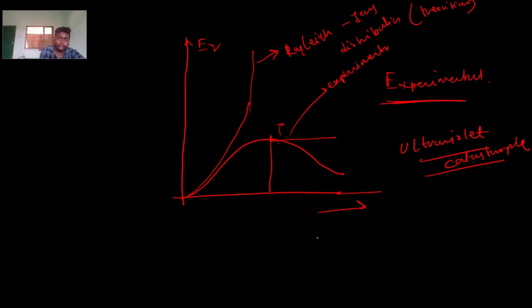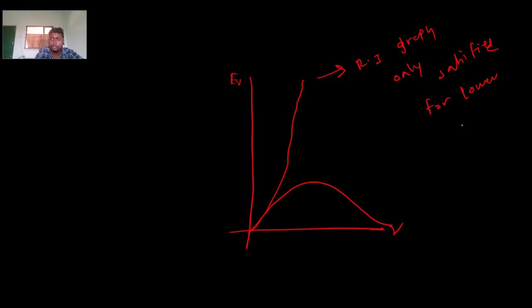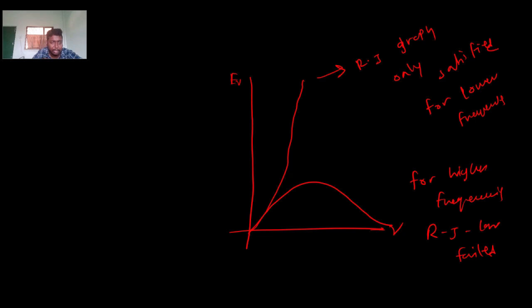Why is it the ultraviolet catastrophe? Because if I make the graph for nu and mu, then this was the experimental one. Rayleigh-Jeans' graph only satisfied for lower frequencies, but for higher frequencies, Rayleigh-Jeans' law failed. It just failed to explain the thing when it went to higher frequencies at very high temperatures. Because when temperature was increasing, the frequency and the energy of the wave were also increasing, but Rayleigh-Jeans just failed to explain that. That's why it was known as ultraviolet.